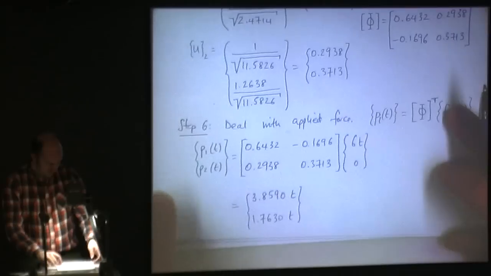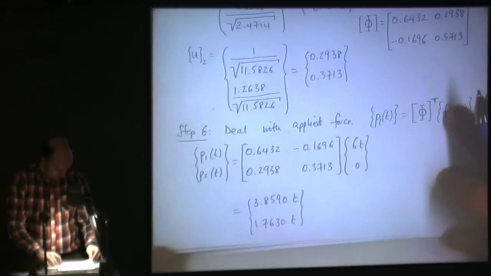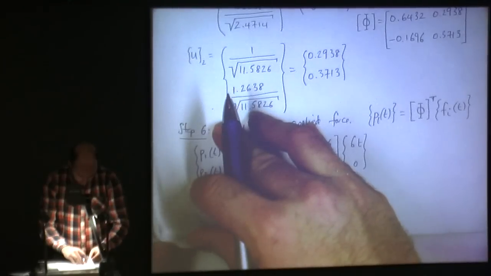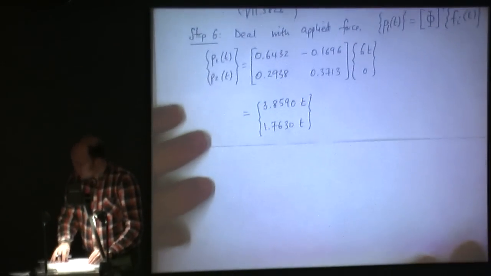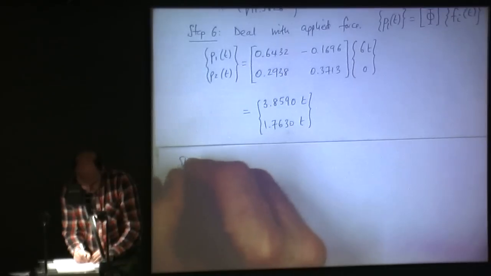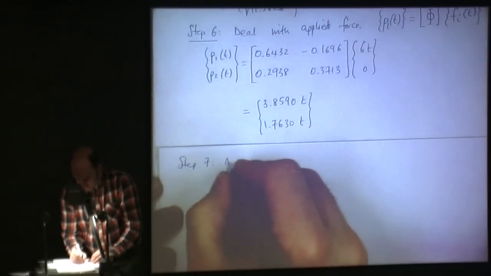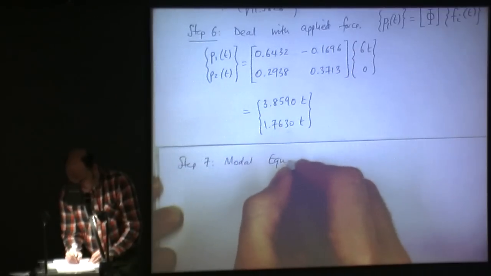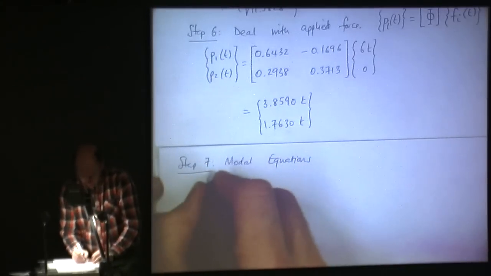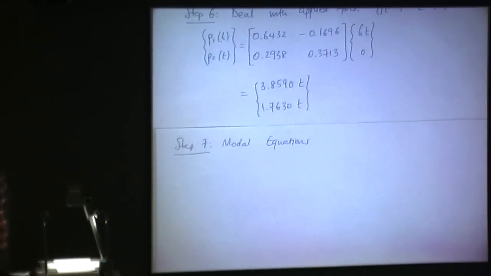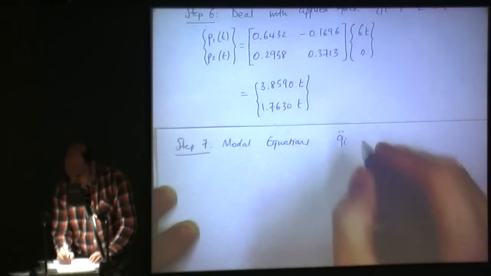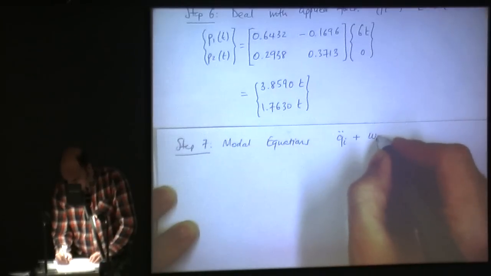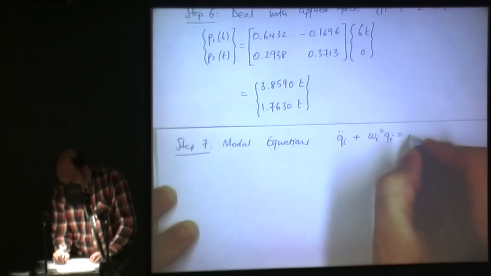Okay, so now we do step seven, which is where we apply our values to our modal equations. So step seven, I'll just call this modal equations. Now instead of a bunch of coupled equations that we have to solve simultaneously, we have individual equations. And they're always going to be in the form of qi double dot, with no damping because we haven't got damping in the system, plus omega i squared qi equals pi t.